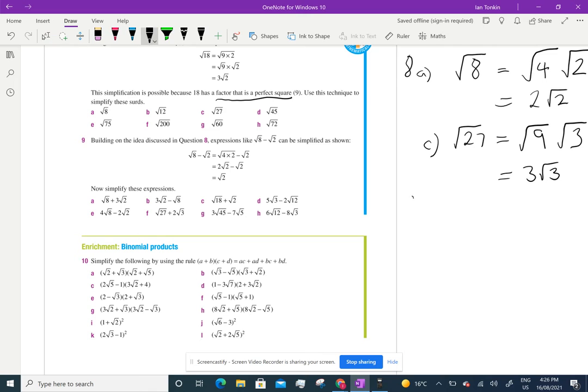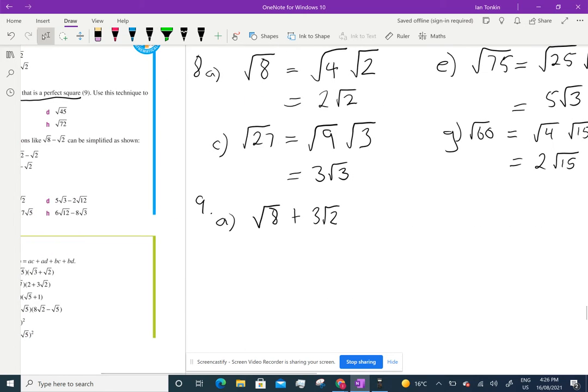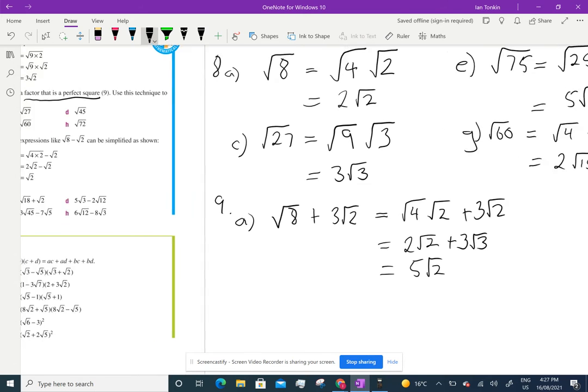Now, in question 9, we're going to use that skill to create surds that have the same, like surds. So here's 9a. So we've got root 8 plus 3 root 2. Now you can't add those unless they're like surds, but whenever you get these, you've got to make sure all the surds are written in their simplest form. And we already know from above that root 8 is root 4, root 2, and we'll leave the 3 root 2 there, which means I get 2 root 2, and we did that above, plus 3 root 2 is 5 root 2.